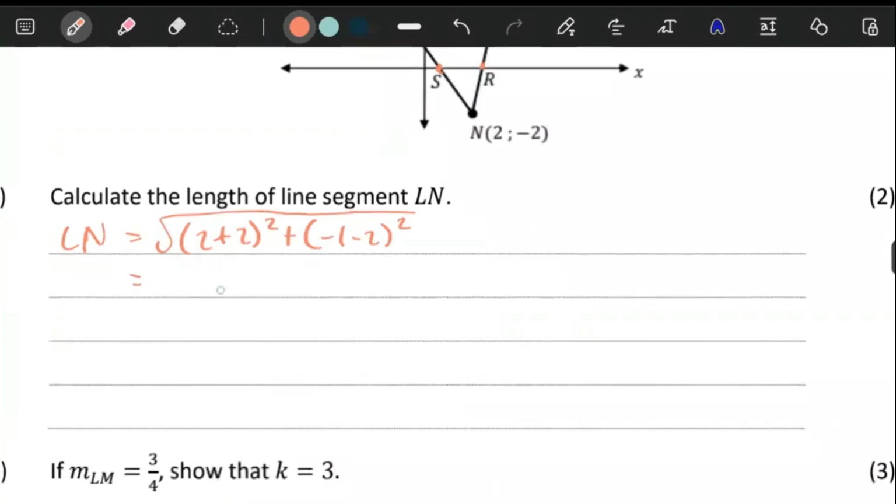So all this, you can see 4 squared is 16, negative 3 squared is 9, this is 25, this is 5. You see, that's the length of Ln. Nothing crazy there. Let's keep things moving.